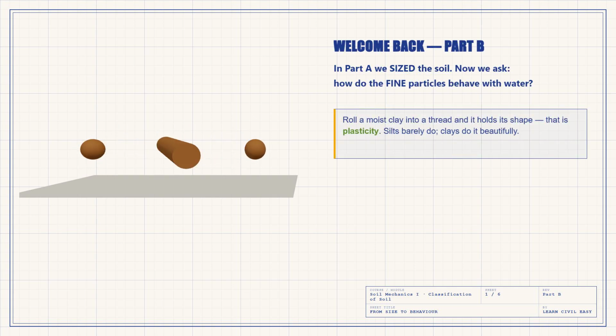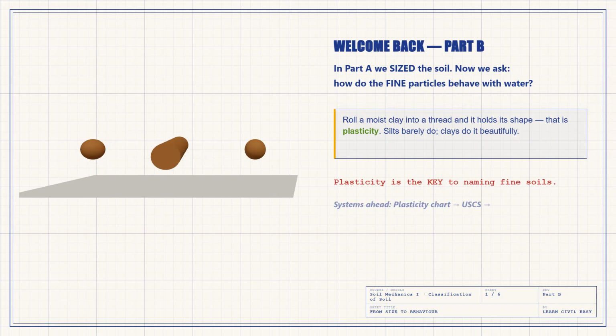In Part A, we learned to size and grade a soil, but knowing the size is only half the story. Now we ask a deeper question: how do the fine particles, the silts and clays, behave when we add water?